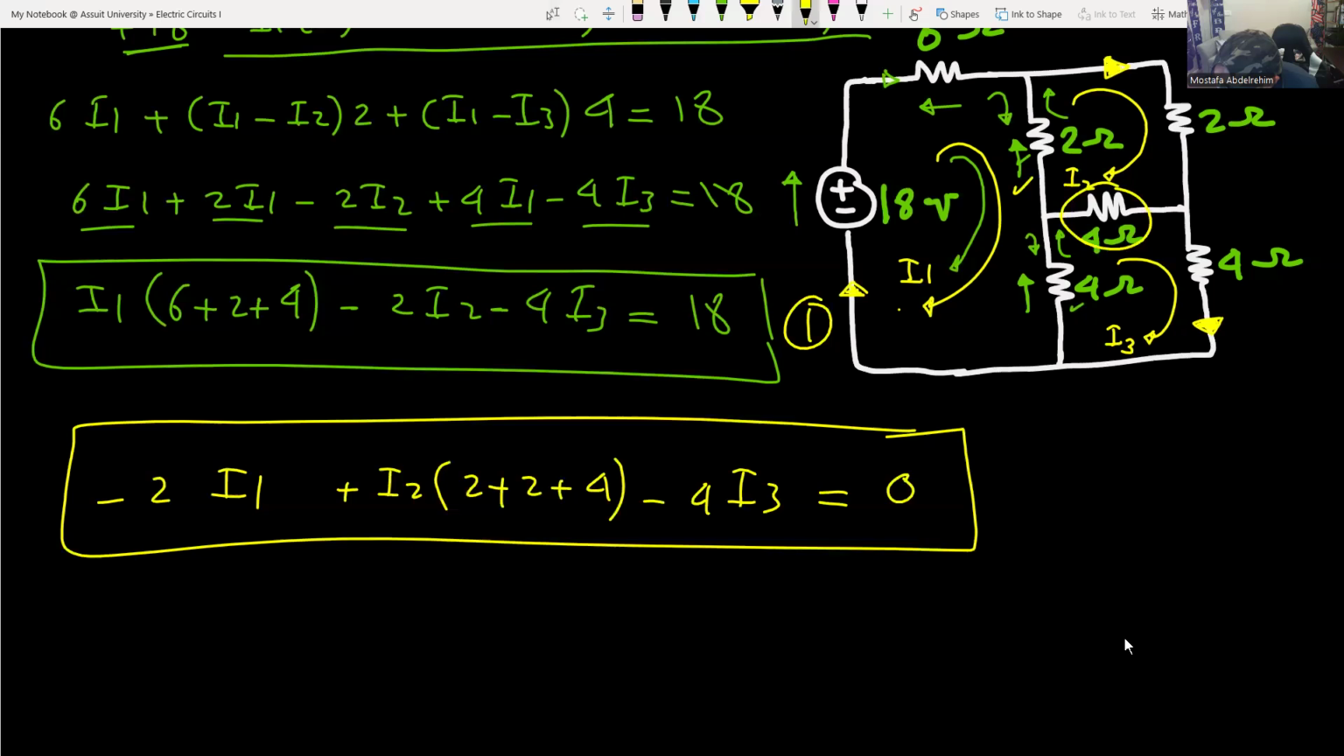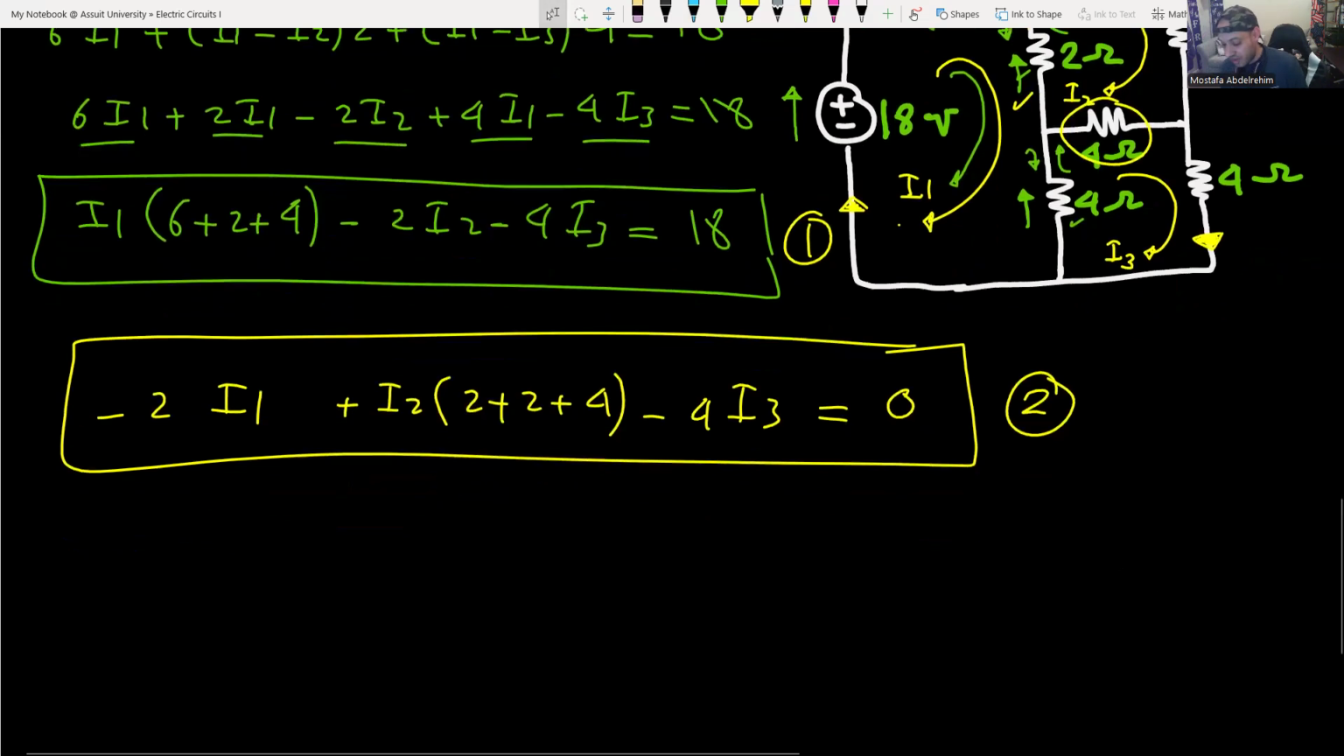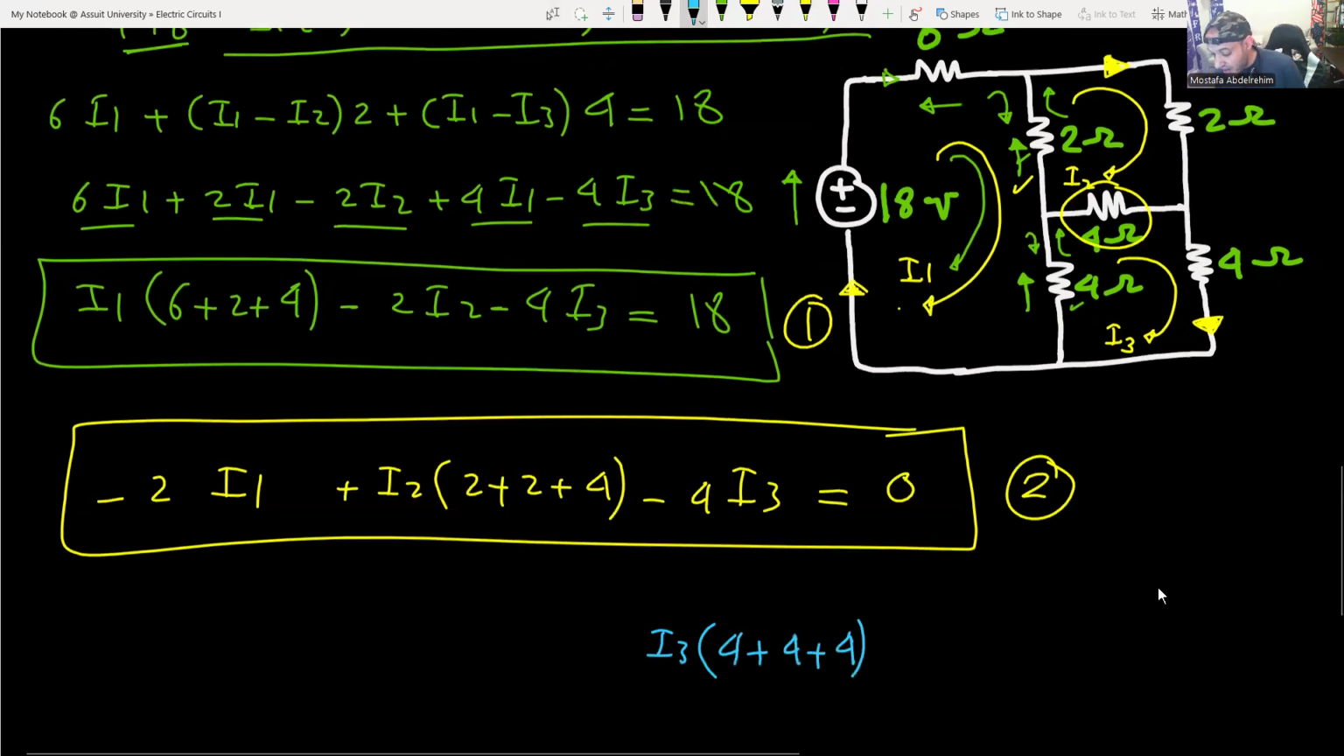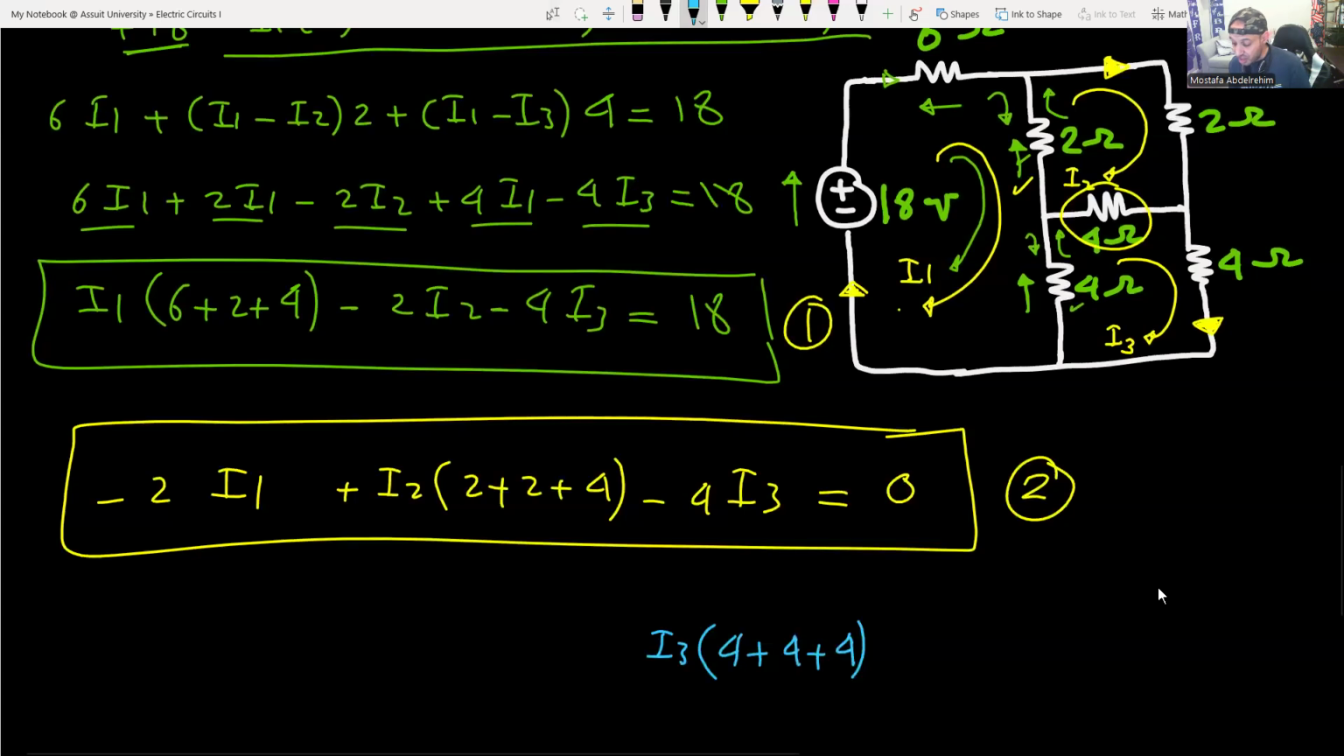So this is number 1. This is number 2. Now let's do the third one with another color. So for mesh 3 now, I'm going to also write the term of I3 first. So I3 multiplied by the summation of all the resistance connected to I3, which is 4 plus 4 plus 4. Then the shared branches. The shared branch between I3 and I1 has a 4 ohm resistance, which is this one. So minus 4I1.